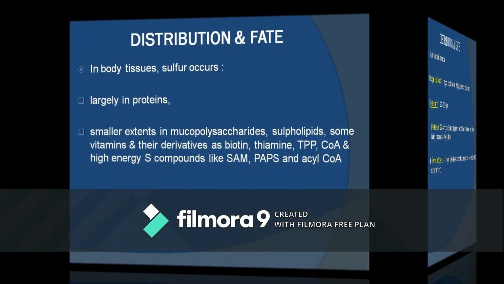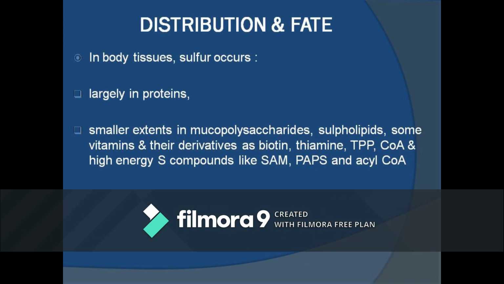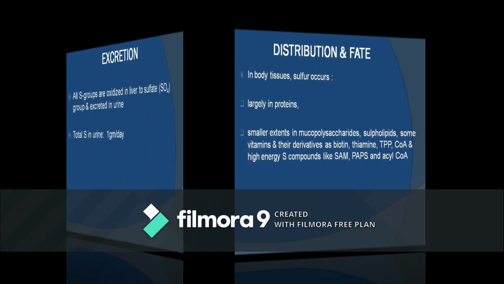In body tissues, sulfur occurs largely in proteins and to a smaller extent in mucopolysaccharides, sulfolipids, some vitamins and their derivatives such as biotin, thiamine, thiamine pyrophosphate, coenzyme A, and high energy sulfur compounds like S-adenosylmethionine, PAPS or phosphoadenosine phosphosulfate, and acyl coenzyme A.